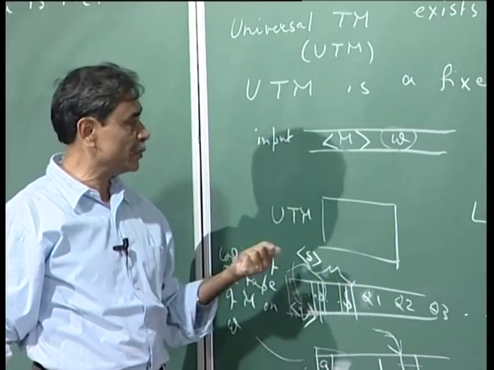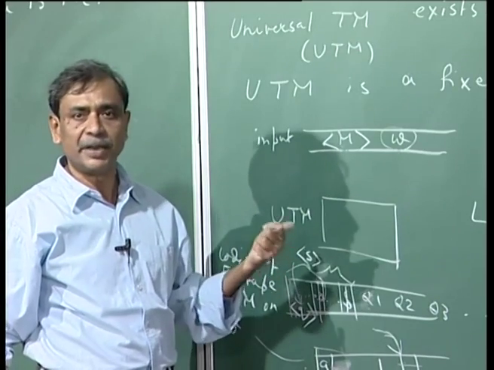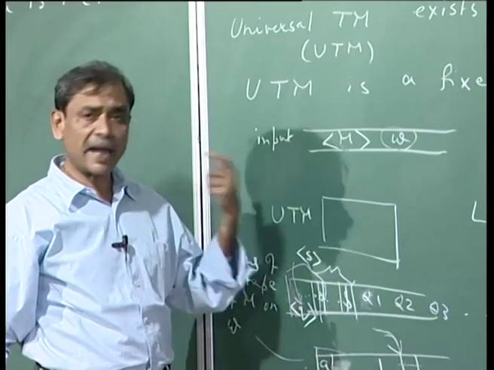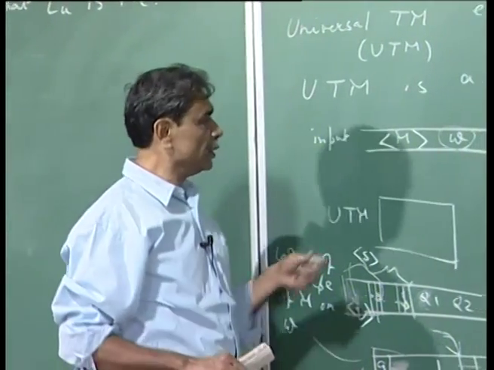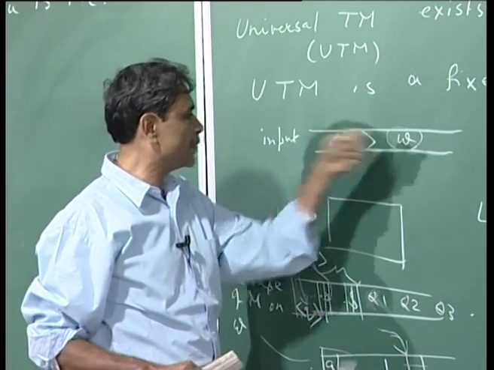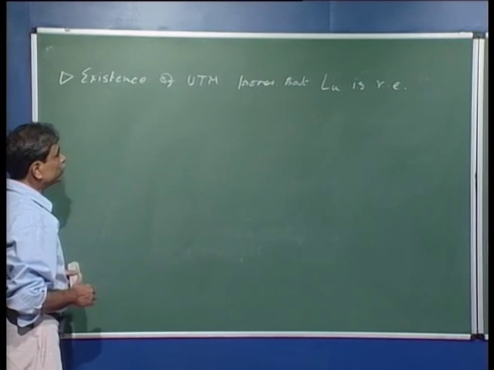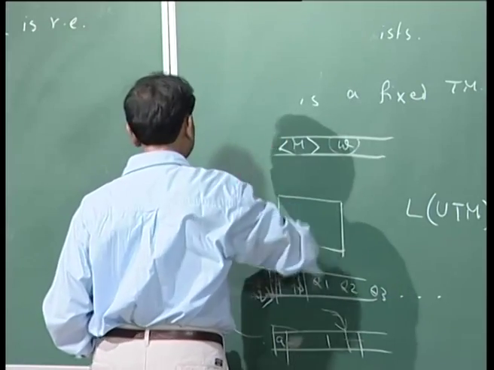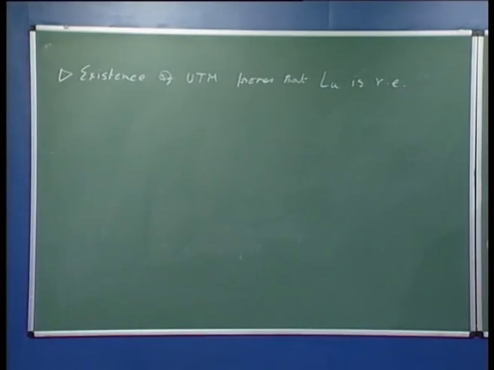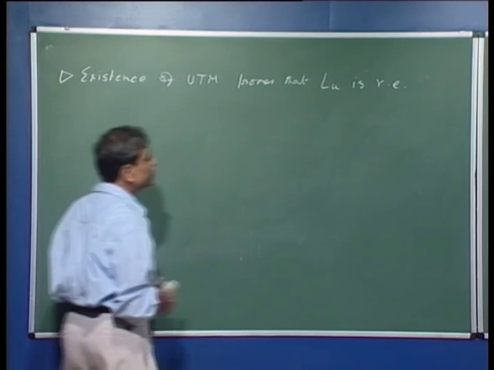It is very clear that the UTM would accept its input only when during the simulation it finds that the accepting state would have been reached by the machine which is being simulated. Otherwise, it will just carry on with another step of simulation of this machine that is being simulated. So, since it accepts all and only inputs MW such that M accepts W, it precisely accepts the language ALU. So, first part of our job in proving existence of recursively enumerable languages which are not recursive is done, because our candidate for that was ALU, and we have proved that ALU is recursively enumerable.